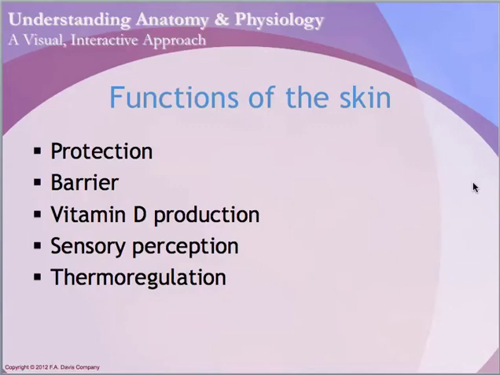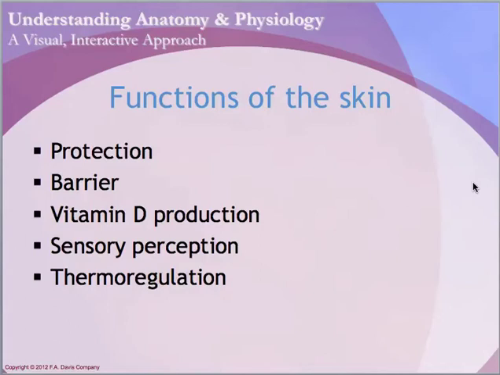And then skin also plays a role in thermoregulation. So it controls heat loss or helps to retain heat, and it serves both of those things. So it can help us hold on to heat if we're cold, and it can help us get rid of heat if we're too hot via sweating.